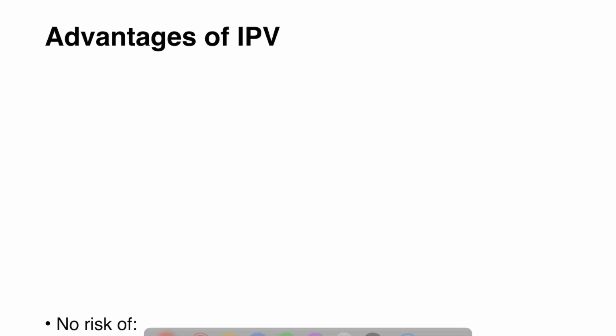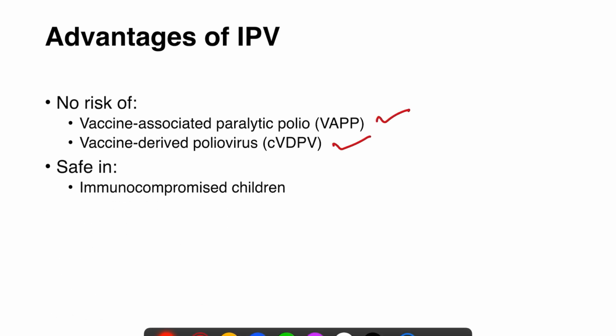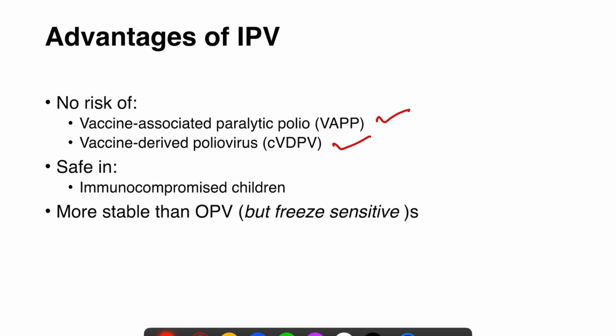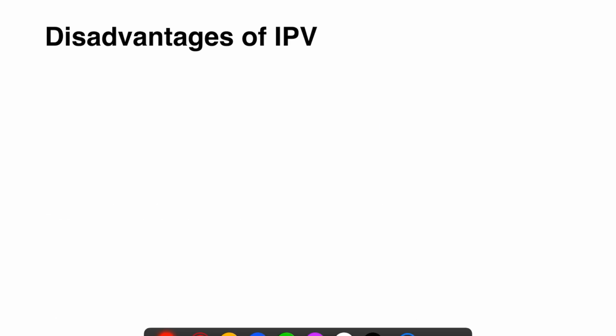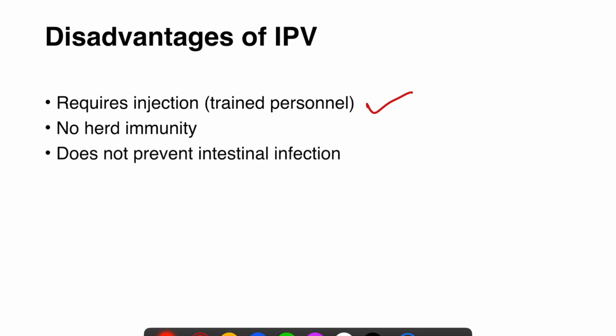Coming to the advantages of IPV vaccine, as we have discussed earlier also, because of the killed component, there is no risk of circulating vaccine-derived polio virus or vaccine-associated paralytic polio. It is safe in immunocompromised children. Coming to the disadvantages of the vaccine, since it requires injection, trained personnel are required, it does not provide herd immunity, does not prevent the intestinal infection because of lack of local immunity in the gut, and it is more expensive when compared with the OPV.